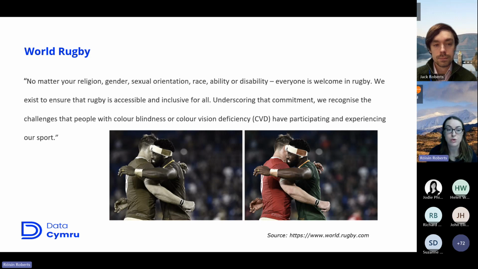World Rugby has now ruled that all World Rugby competitions must abide now by new guidelines. And on their website, it says, no matter your religion, gender, sexual orientation, race, ability, or disability, everyone is welcome in rugby. We exist to ensure that rugby is accessible and inclusive for all, and underscoring that commitment, we recognise the challenges that people with colour blindness or colour vision deficiency have participating and experiencing our sports. So countries like South Africa, who usually play in green, and Wales, who play in red, can no longer play against each other in their home colours, and you can see why in this image.